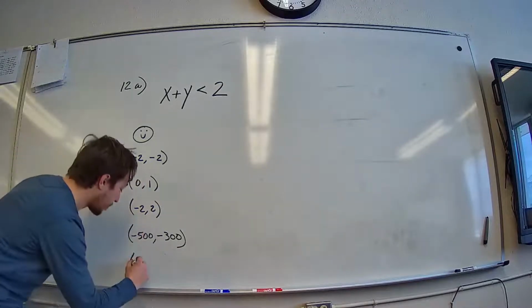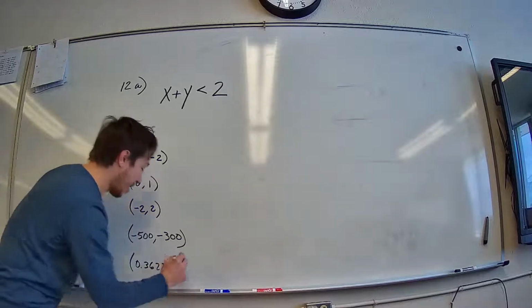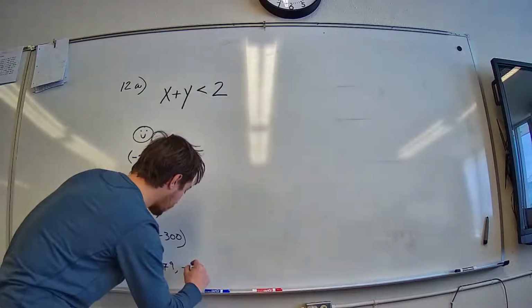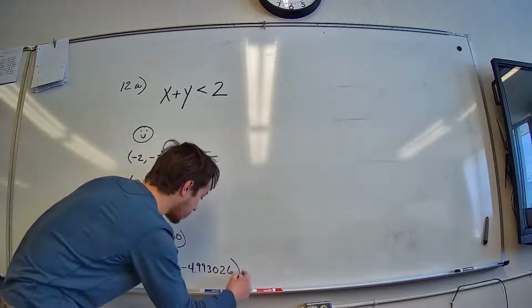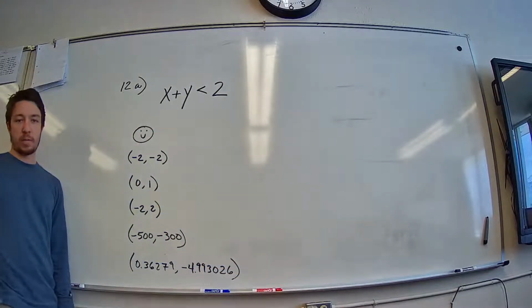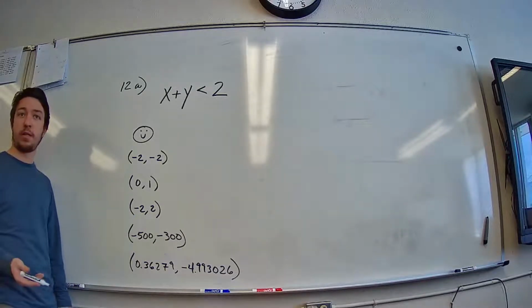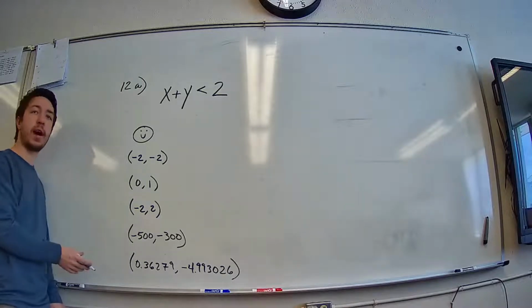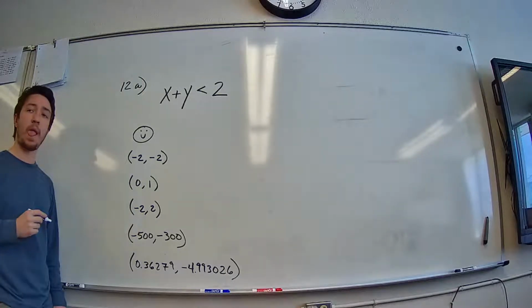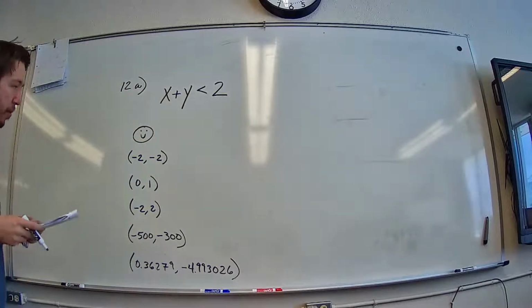How about the number 0.36279 and -4.993026? Yeah. So what's the point of that? Well, we're not restricted to integers, right? Now this might give you a hint. How many points are there out there that satisfy that? Right, an infinite number. So infinitely many points that work.